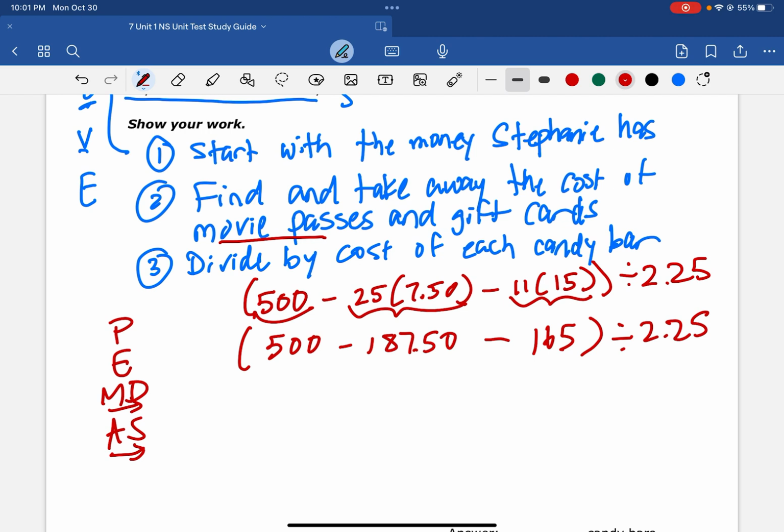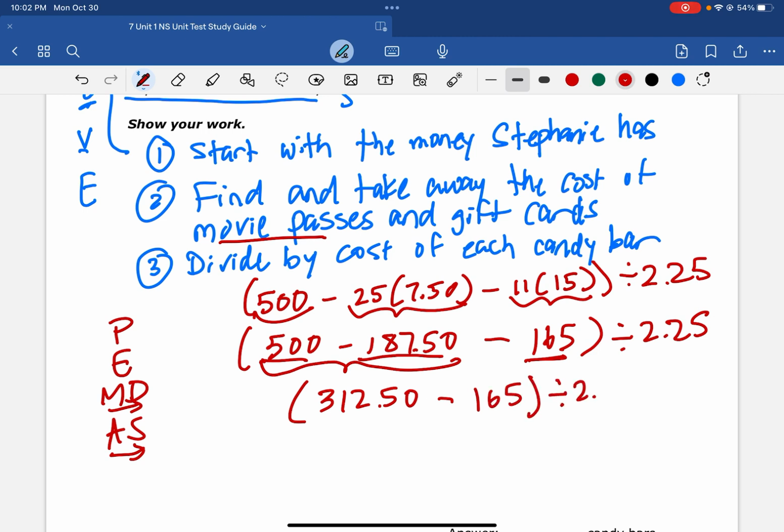So this means Stephanie still has $500. We're going to take away the total cost of movie passes, which now we know is $187.50. And then we're going to take away the cost of the gift cards, which now we know is $165. So now we'll do 500 minus 187.50, and that gives us 312.50. We'll bring down the minus sign, the 165, and the divided by 2.25.